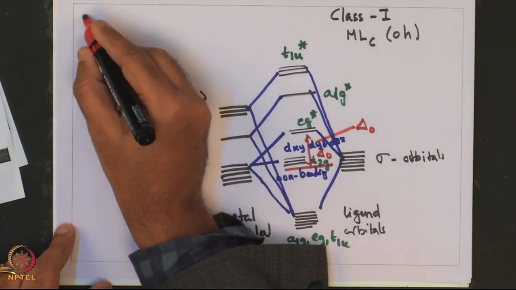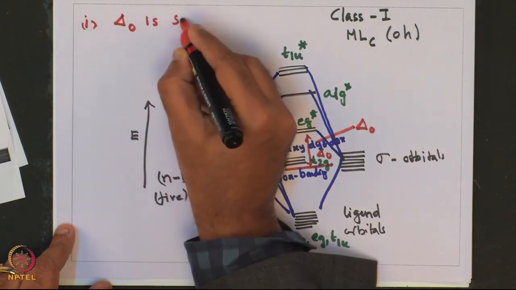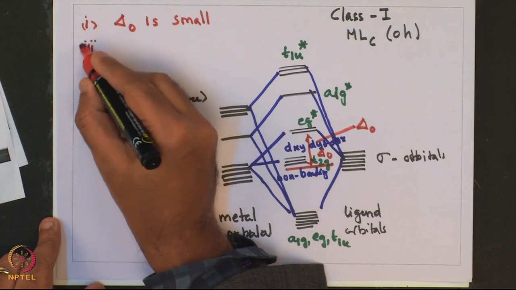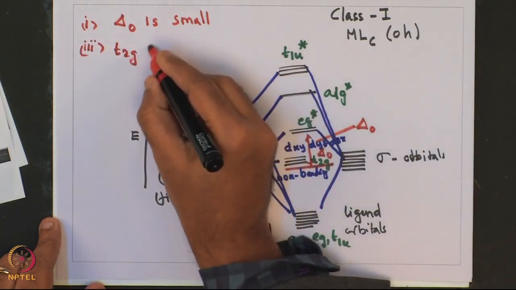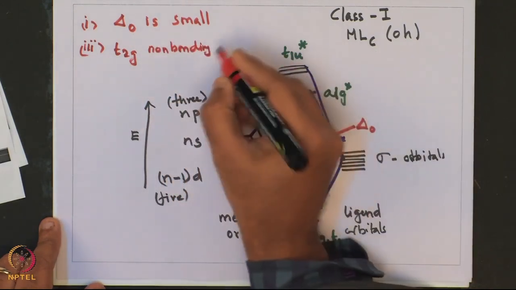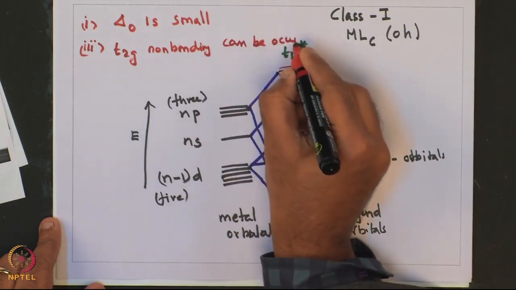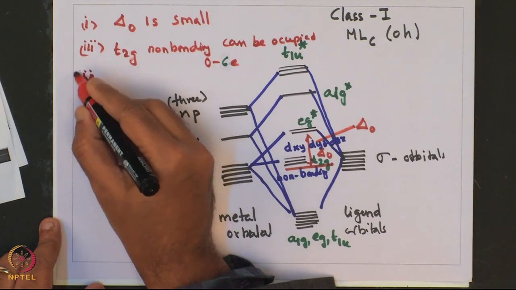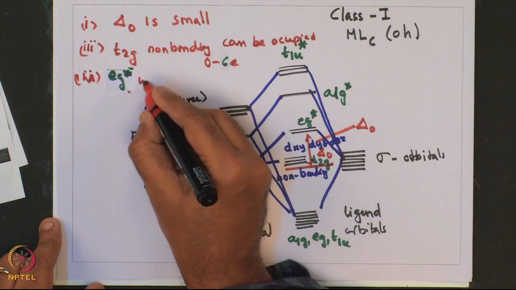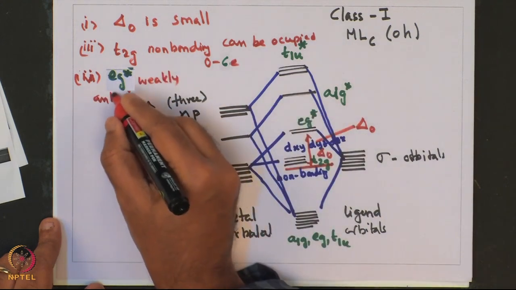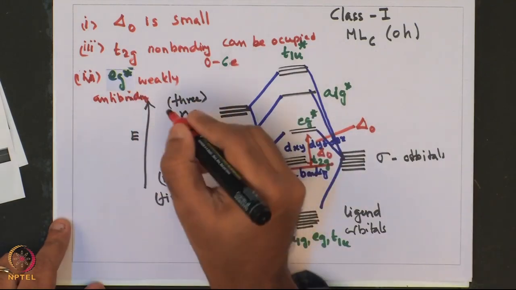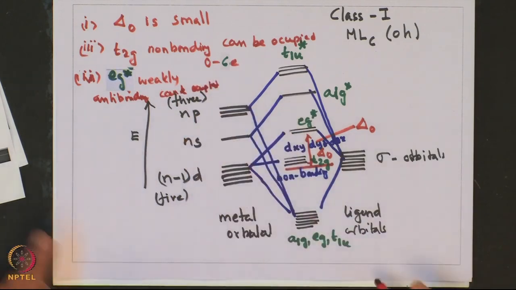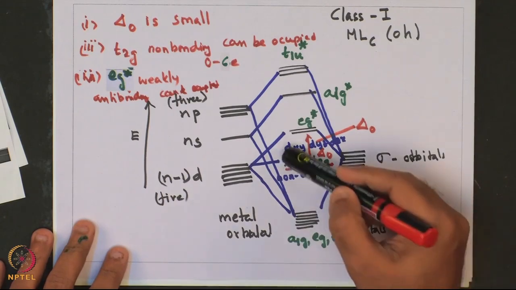So, it says for class 1 type of complexes, delta 0 splitting is small, and T2g is non-bonding and can be occupied by 0 to 6 electrons, and third, Eg star is weakly antibonding and can be occupied by 0 to 4 electrons. So, what it says is that electrons can be over here as well as over there.